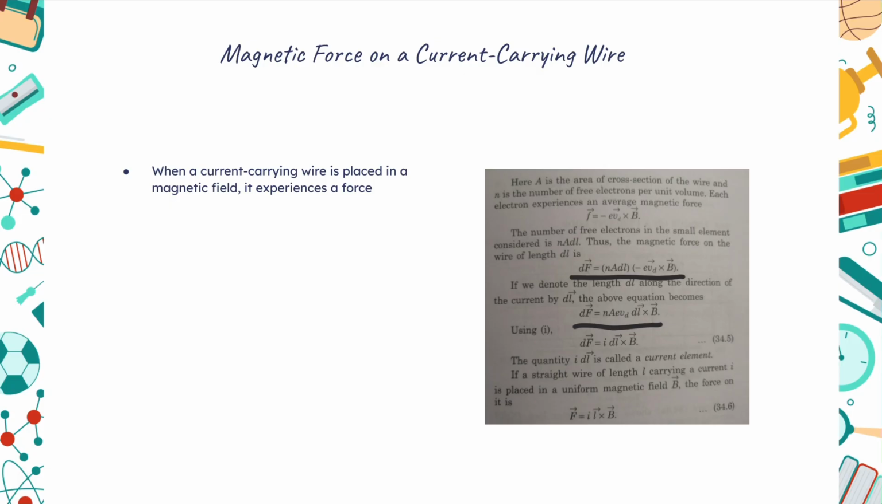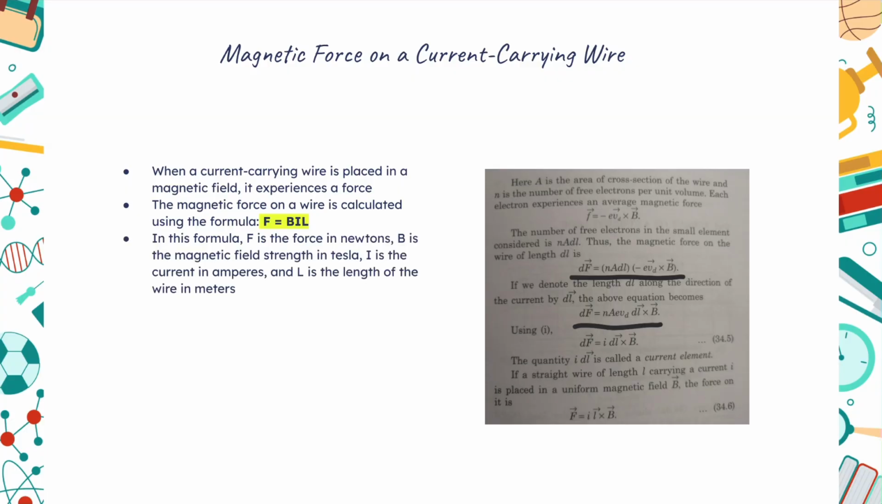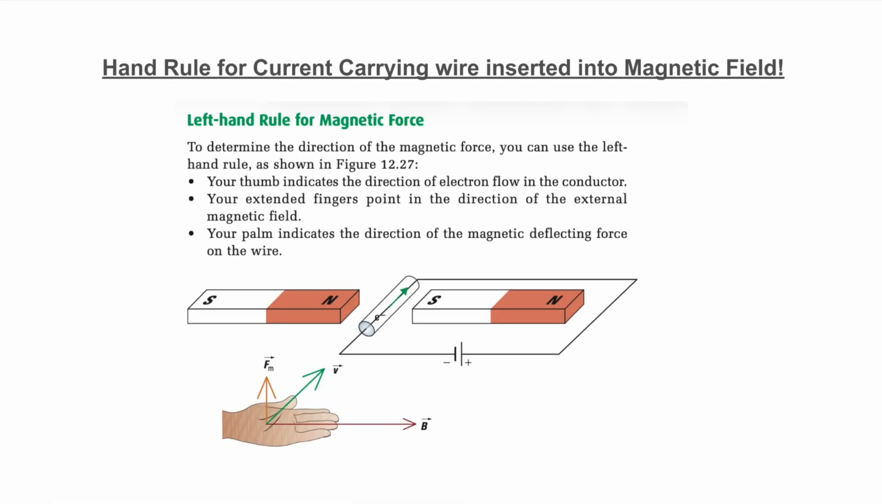As we saw in the demo, when a current carrying wire is placed in a magnetic field, it does experience a force. Now, we can calculate that force by using this formula where it's equal to B, the magnetic field strength in Tesla, I is the current, which we measure in amperes, and L is the length of the wire in meters. This force essentially depends on three things: how strong the magnetic field is, how much current flows, and how long the wire is.